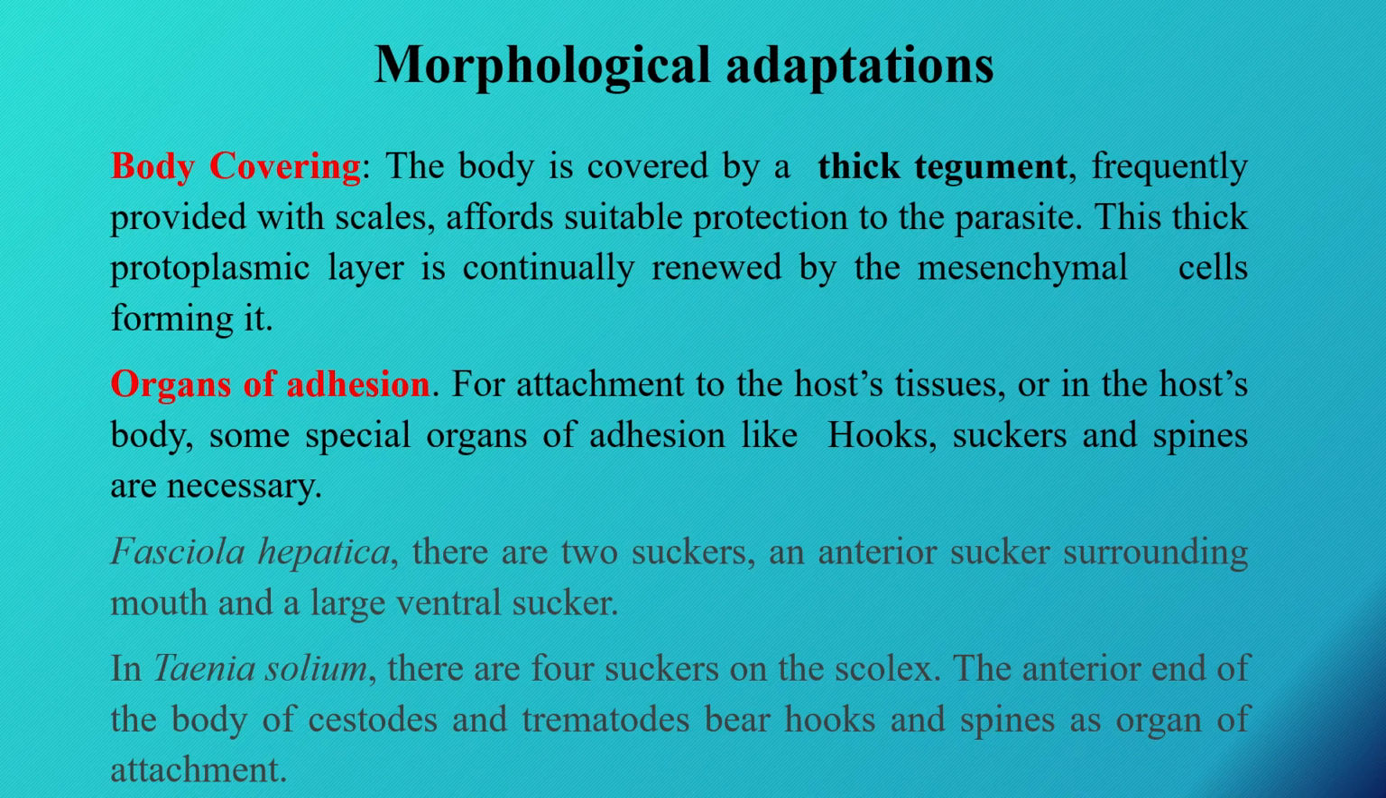The second one is the organs of adhesion. For attachment to the host intestine, host tissues or host body, some special organs of adhesion like the hooks, the suckers and the spines are necessary. In Fasciola hepatica, there are two suckers, an anterior sucker surrounding the mouth and a large ventral sucker or acetabulum. In Taenia solium, there are four suckers on the scolex, and the anterior end of the body of cestodes and trematodes bears hooks and spines as organs of attachment, which is a very important morphological adaptation.